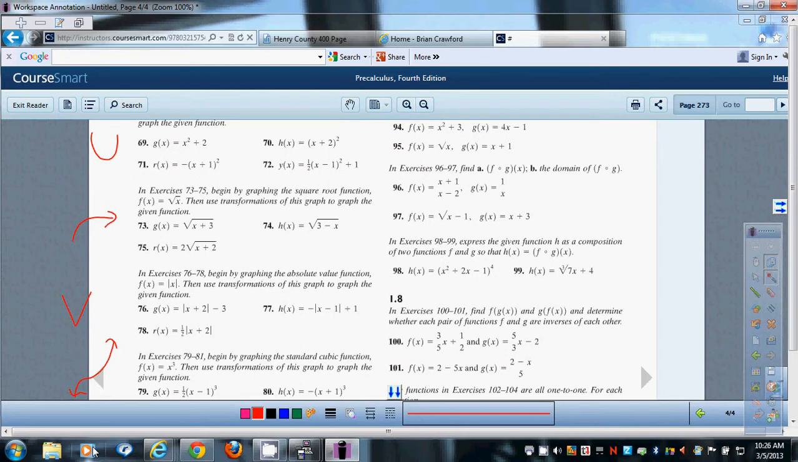Just the parent functions, what they look like? Yeah. If you graph x squared or square root of x or just the raw function without anything being done to it, that's what the shape will look like. This is a parabola. There should be some of these all over the board.